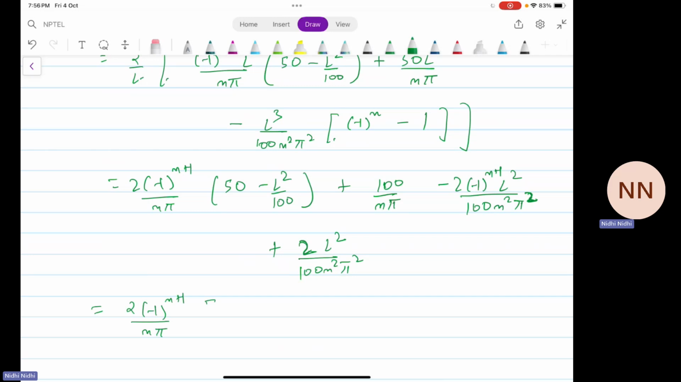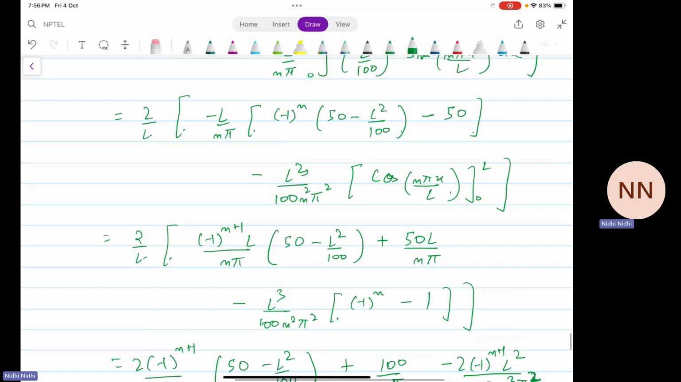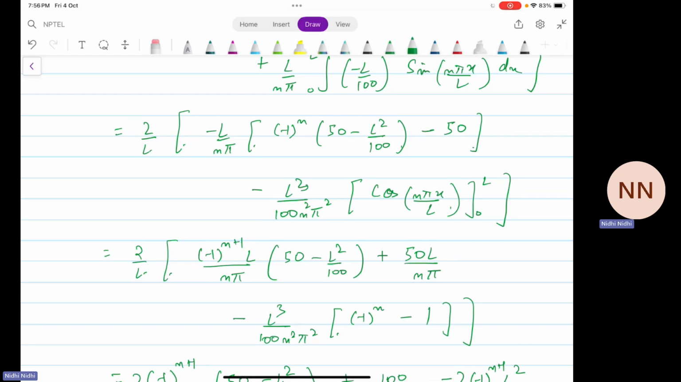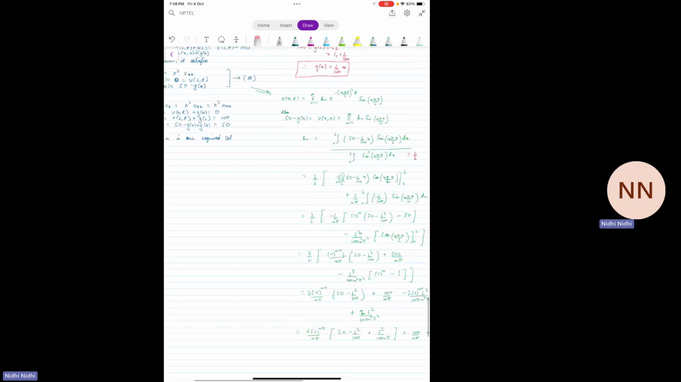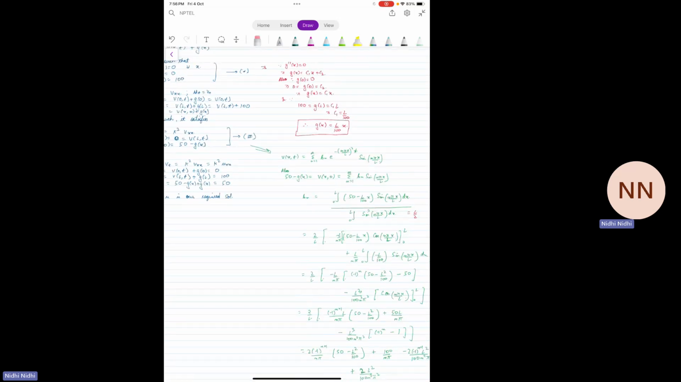n pi common. Get 50 minus L square by 100, plus L square by 100 n pi, plus 100 by n pi, plus L square by 50 n square pi square. There might be some calculation mistake. Please go through this once again and check whether I have taken the correct coefficients. So basically our solution u(x) is just V(x,t) plus G(x).